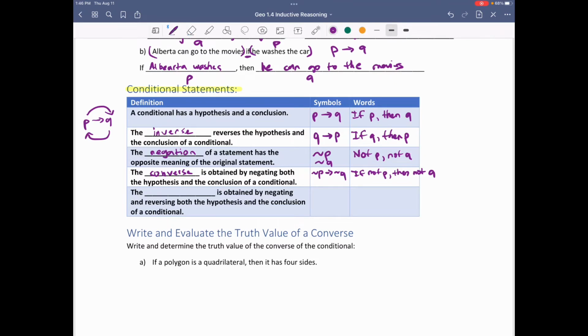And now our last definition, which is the contrapositive. And this is obtained by negating and reversing both the hypothesis and the conclusion of a conditional. And the simple way to do that is if you would take the converse symbol and you would switch, kind of like the inverse. So we have here not Q, then not P. And we read this as if not Q, then not P.